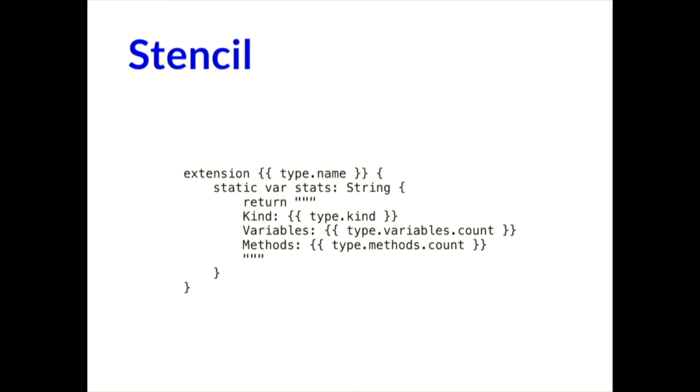Another thing that I want to stress is that this is not running at runtime. This is running before compile time. This is code generation we're talking about. So the things we have access to are information that we can derive simply by reading the source code. We have access to this type variable, it looks like. We know its name. We know its kind, whether it's an enum or a class or a struct. We know how many variables it has, how many methods it has.